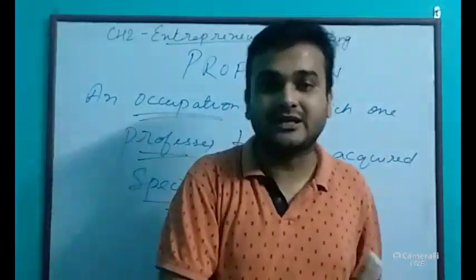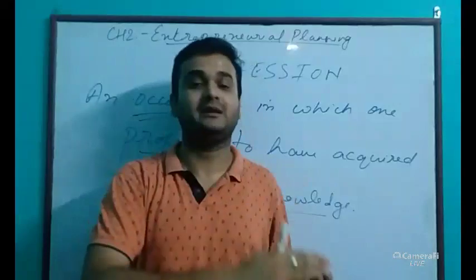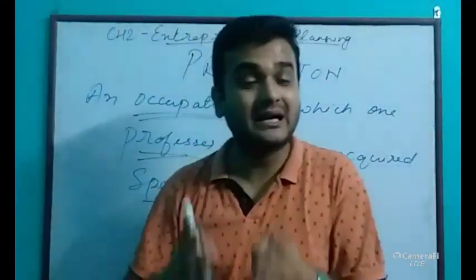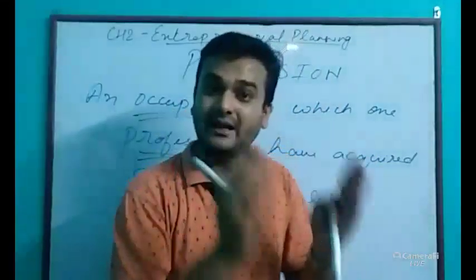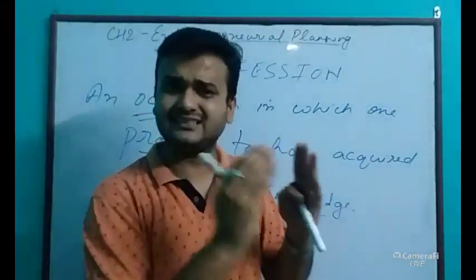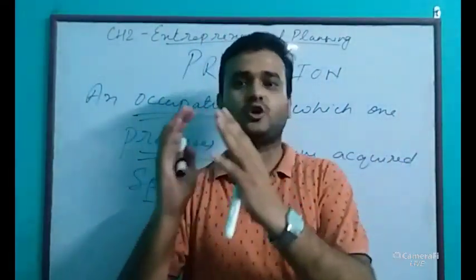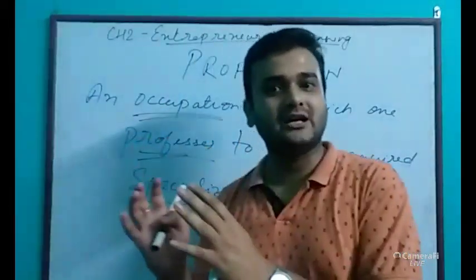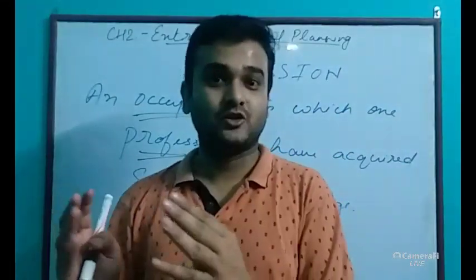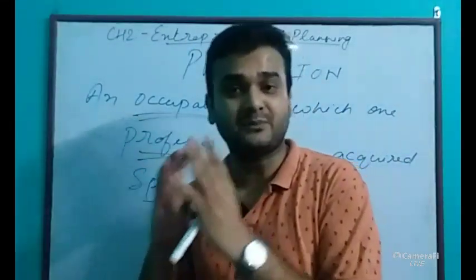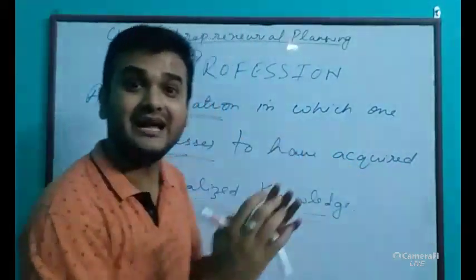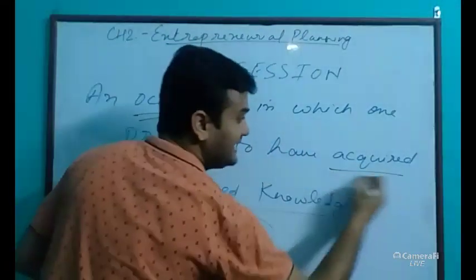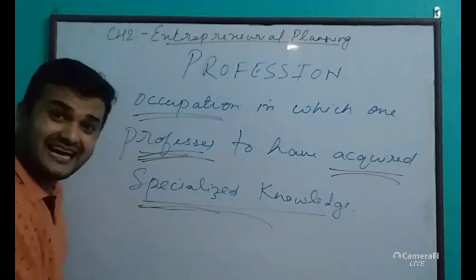Same as a normal graduate cannot become a lawyer. Same, a normal graduate cannot become a doctor. So to become a doctor, you have to go through MBBS, MD. So there is a certain degree to call yourself a doctor. To call yourself a lawyer, you have to go through LLB, LLM. So to become a certain professional, you have to acquire or profess a specialized knowledge.